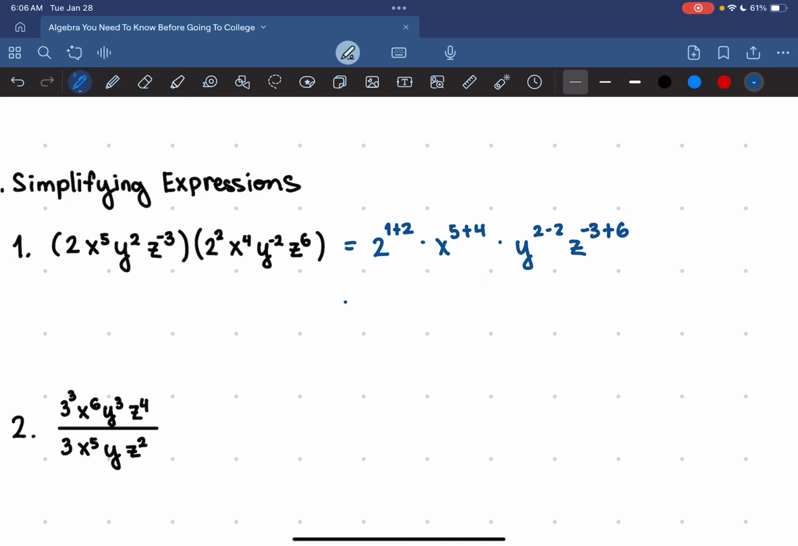Upon simplification, in this first one, we will have 2 cubed, or simply just 8, right? So we'll have here 8, then x raised to 9. Take note here that this one is y raised to 0, and any number or variable raised to 0 will just be equal to 1, so we can just leave it as it is. Then z raised to negative 3 plus 6 will be z cubed. So this will be the answer for the first problem.